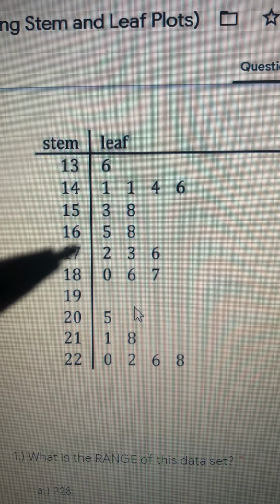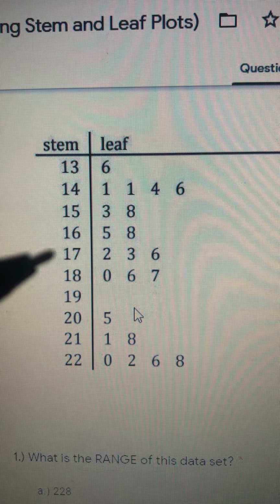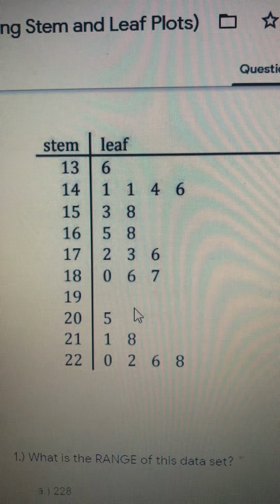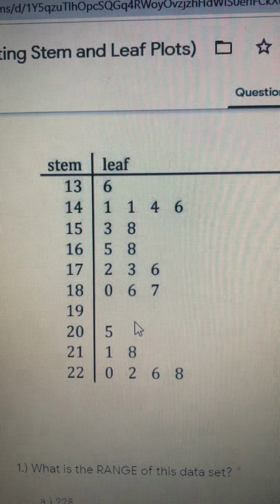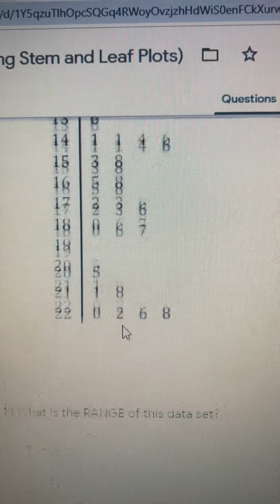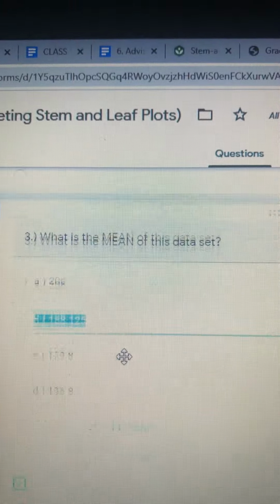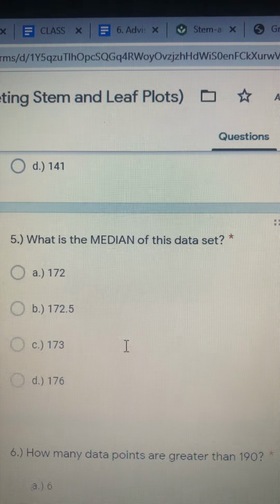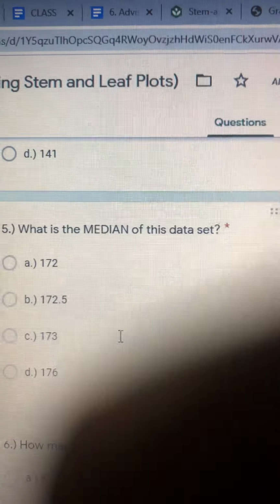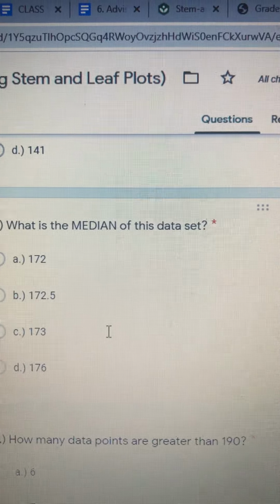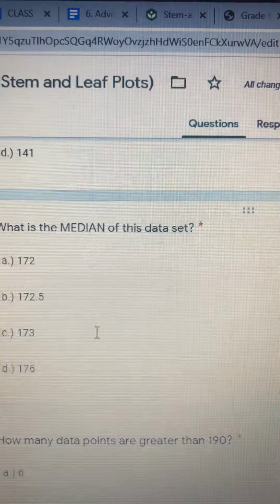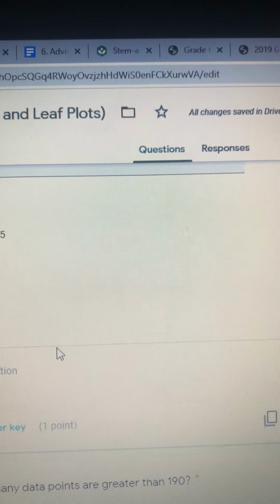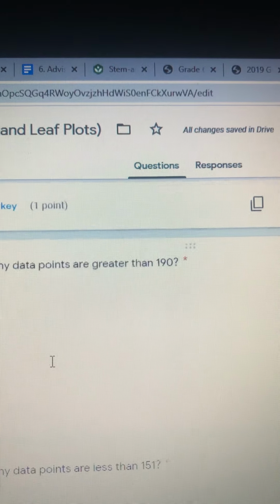So now you know that 172, 173 is in the middle. And that means you have to add those 2 numbers up and then divide it by 2. And then for that question, what is the median? We know that when we add those 2 numbers up and divide it by 2, we should get B. So number 5 is B. Okay? All right. Number 6.